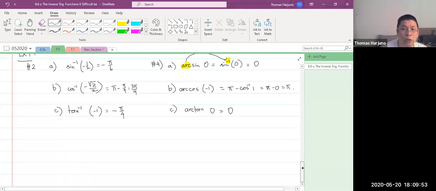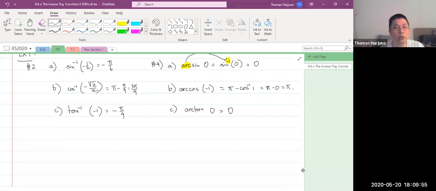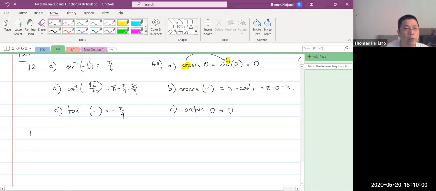And then we get to the type of question you should expect for pre-calculus level. But for now, we're warming up first. Number 6a, what is sine inverse of pi over 2?